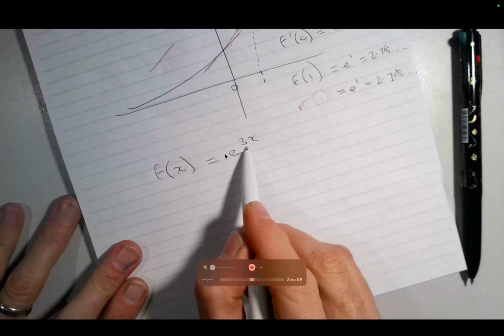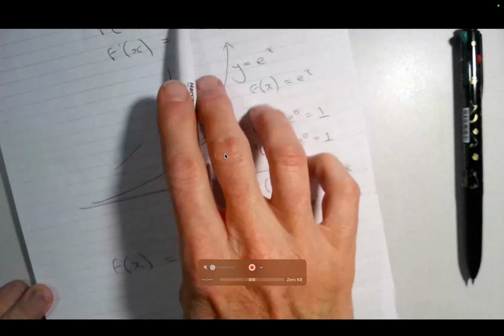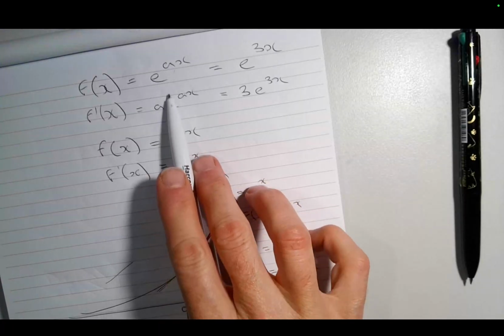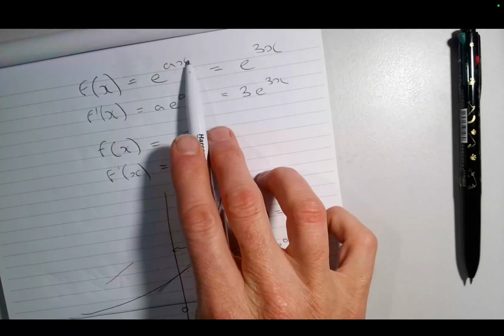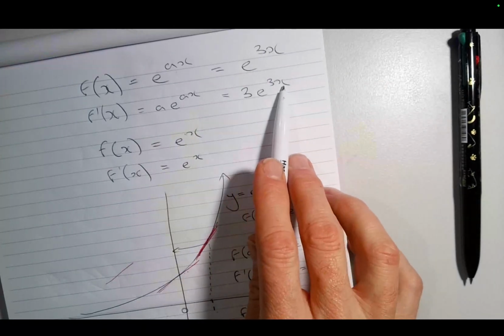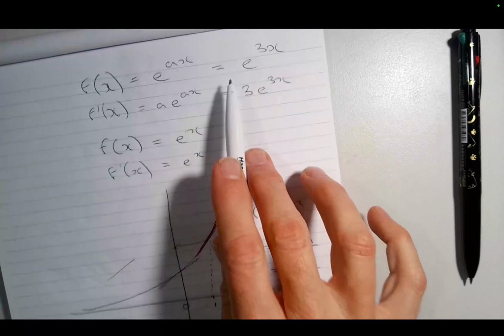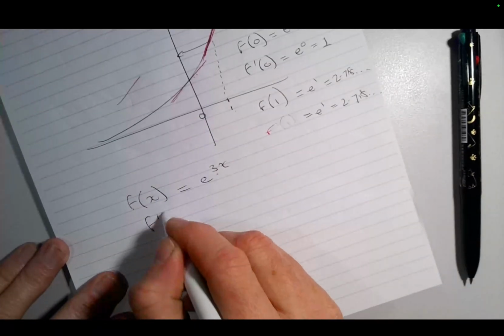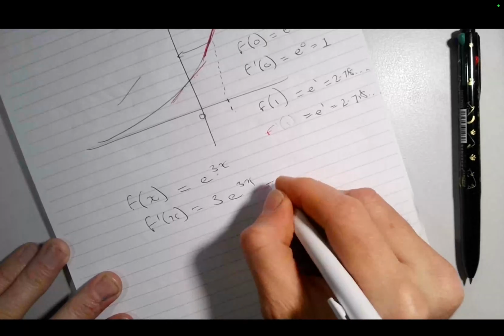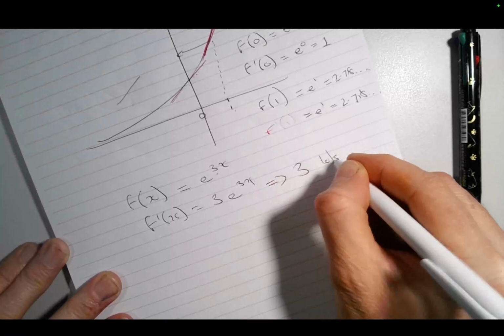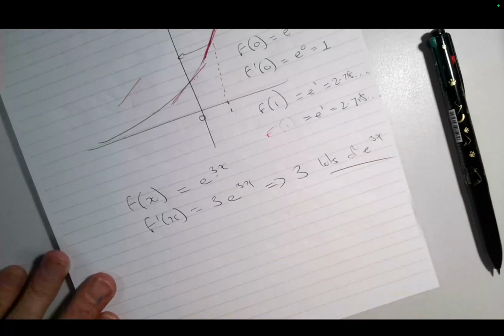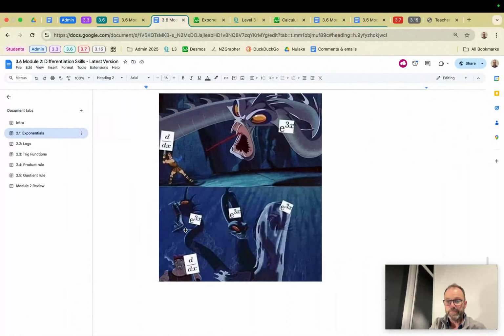So we've got a 3 up here, and the rule is there. E^(3x), differentiate that. The 3x bit doesn't change, but the 3 does come down. So f dashed of x equals 3e^(3x). What's that saying? It's 3 lots of e^(3x). So I guess 3 monsters. I guess that's the joke there.